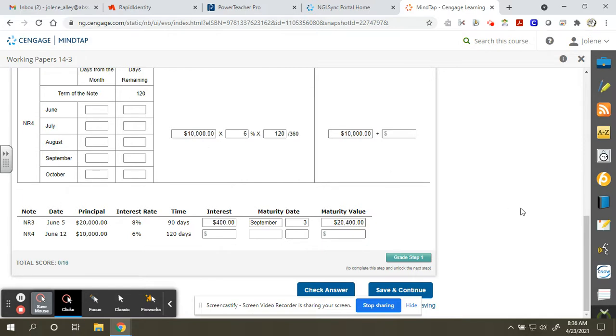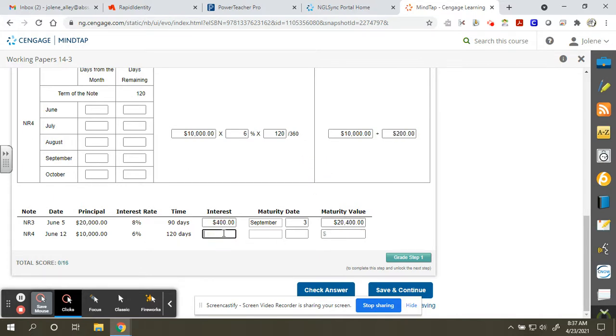So I'm going to do 120 divided by 360 equals, times $10,000, times 0.06. I'm going to do this one first. 120 divided by 360, and then equals, times the $10,000, times 0.06. It comes out to $200.